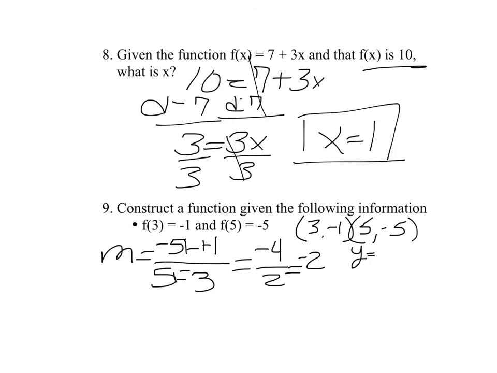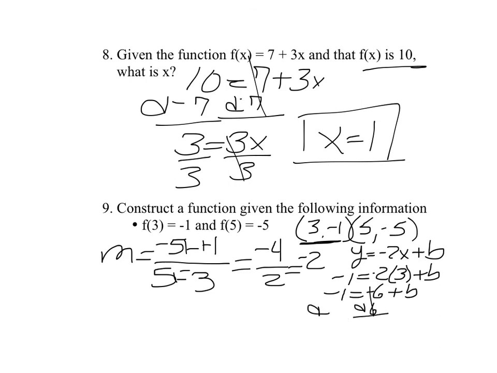So y equals negative 2x plus b. Plugging in, I prefer the smaller number, so I'm going to use the 3 and the negative 1. So negative 1 equals negative 2 times 3 plus b. Negative 1 equals negative 6 plus b. Add 6 to each side. And we get 5 equaling b. So f of x equals negative 2x plus 5.